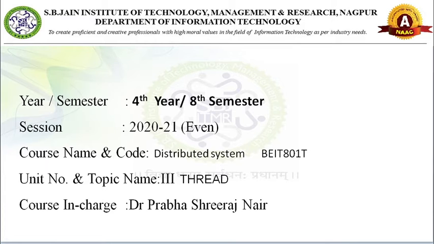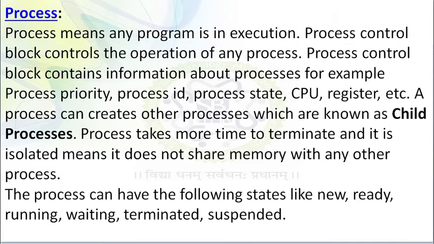So in the third unit, there is a thread in the distributed system. In this, we will see what a process is. A process means any program in execution. The process control block holds information about the process, for example, process priority, process ID, process state, CPU registers, etc.